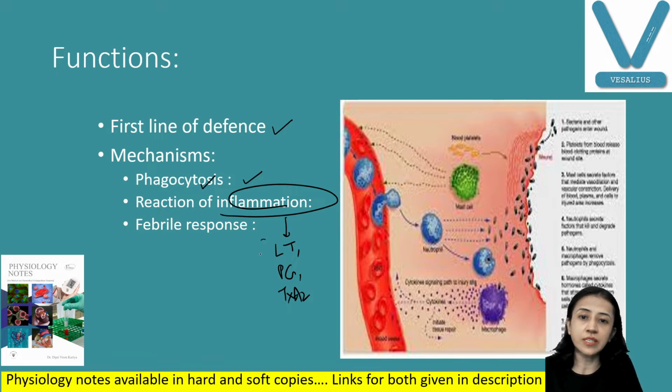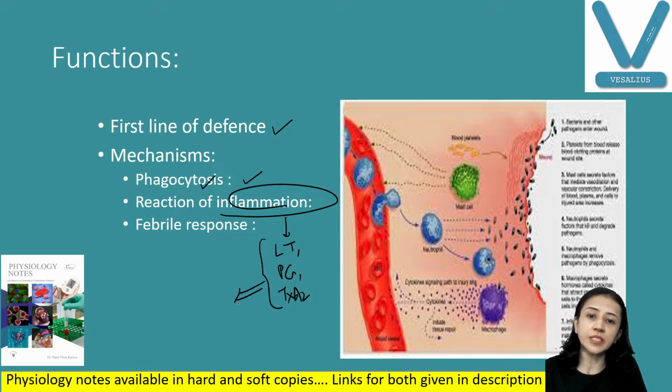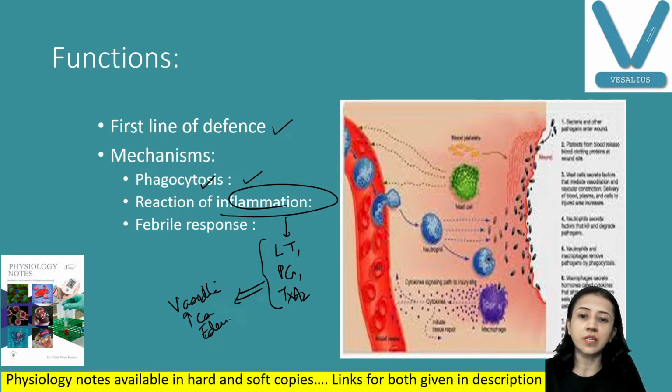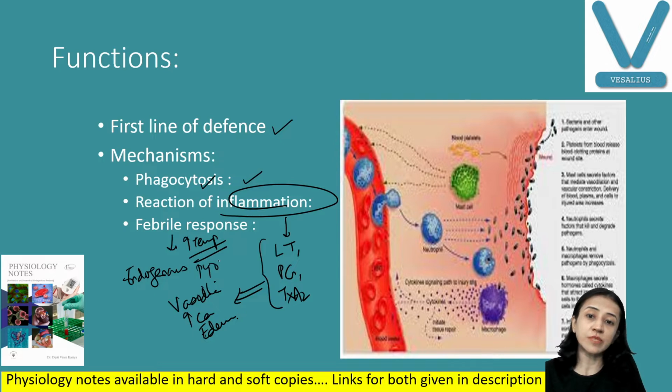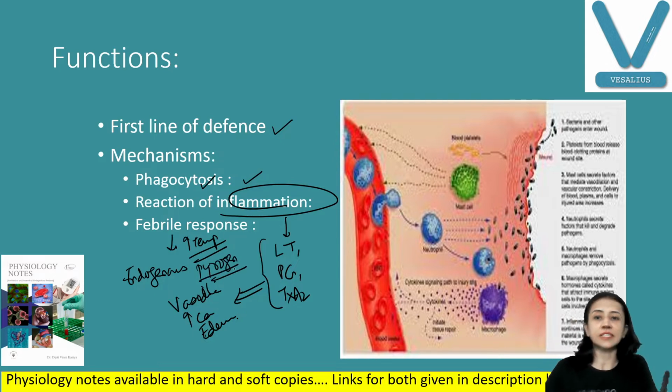All these inflammatory mediators cause vasodilatation, increased capillary permeability, edema, and other reactions of inflammation, as well as they are also responsible for the febrile response, an increase in temperature. And why the increase in temperature? Because they release endogenous pyrogens. Pyrogen means pyrexia forming agent.